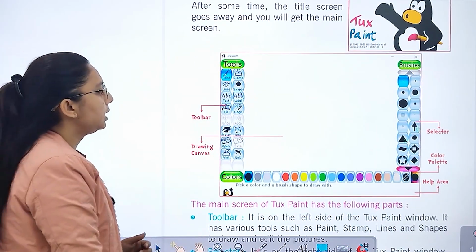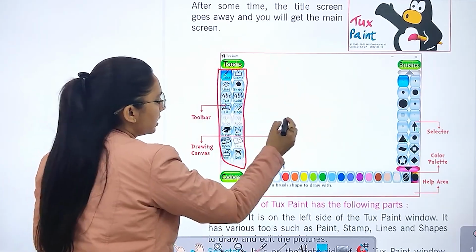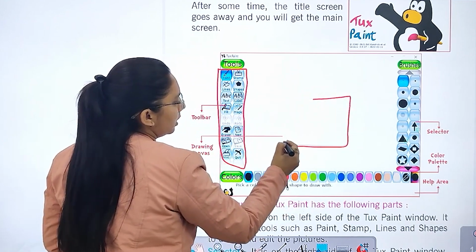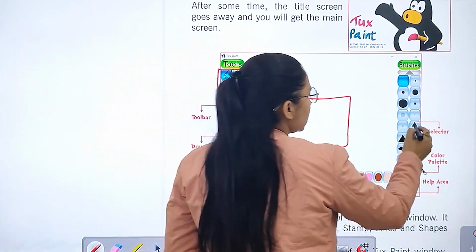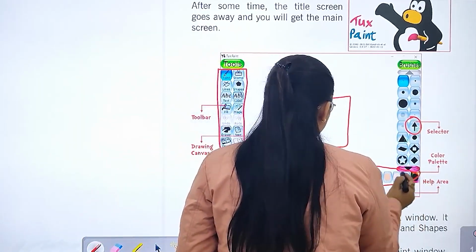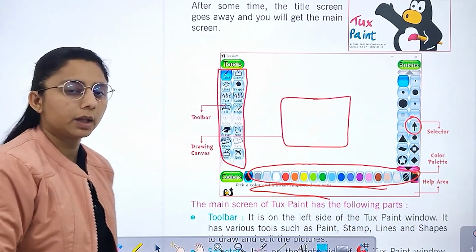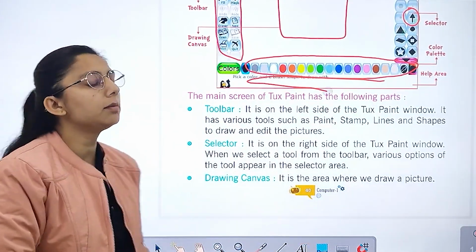So what do we call it? These are the different tools, so we call it the toolbar. This is the drawing area, right? This is the selector. This is the color palette. And downward is your help area, right? So the main screen of Tux Paint, let's study the following parts.